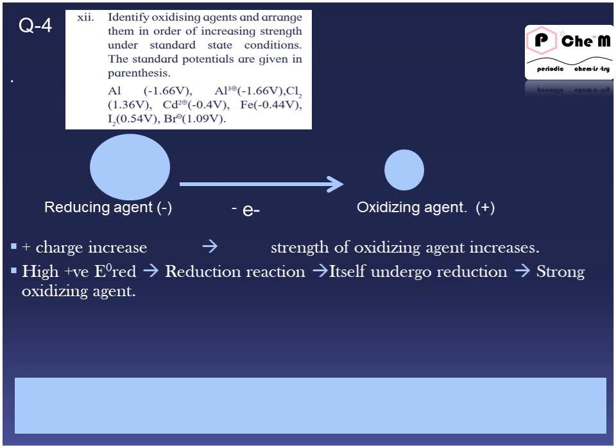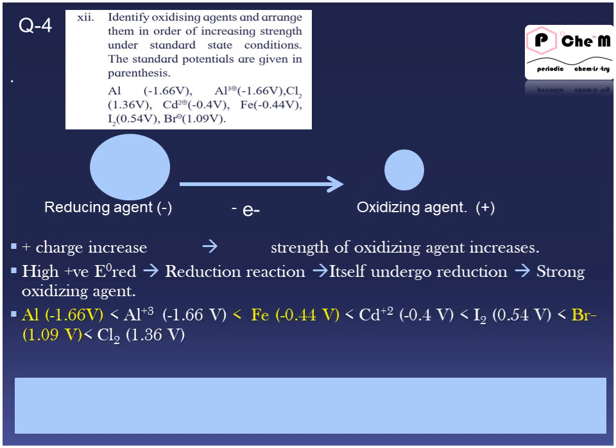Another approach is when there is a higher positive reduction potential, it has a tendency to undergo a reduction reaction. The reagents which themselves undergo a reduction reaction are the strong oxidizing agents. So first what we will do is write these given reduction potentials from the lowest magnitude to the higher magnitude. Therefore, minus 1.66 is going to be the lowest and 1.36 is going to be the highest. Now it's clear that Al plus 3 and Cd plus 2, having positive charge and being metals, are oxidizing agents.